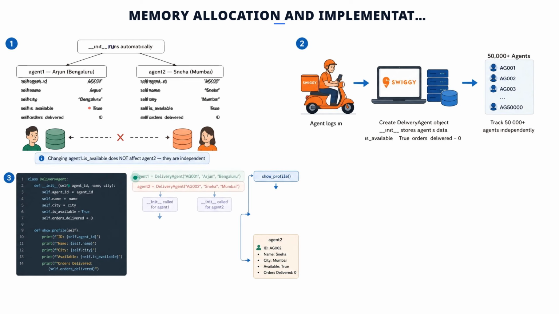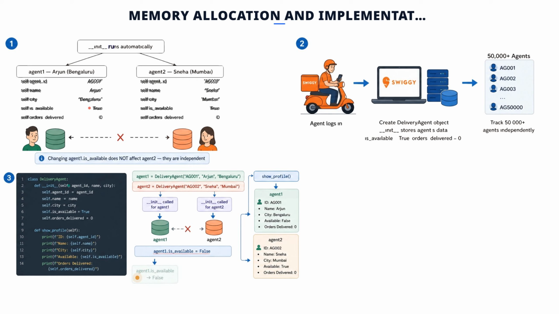When the code runs agent1 equals DeliveryAgent, Python automatically calls init for agent 1. When we execute agent2 equals DeliveryAgent, it makes a separate call to init for agent 2. To definitively prove they are independent, the code executes agent1.isAvailable equals False. When we print their statuses afterward, agent1 returns False exactly as we commanded, while agent2 remains True. Modifying one object has absolutely no impact on the other.